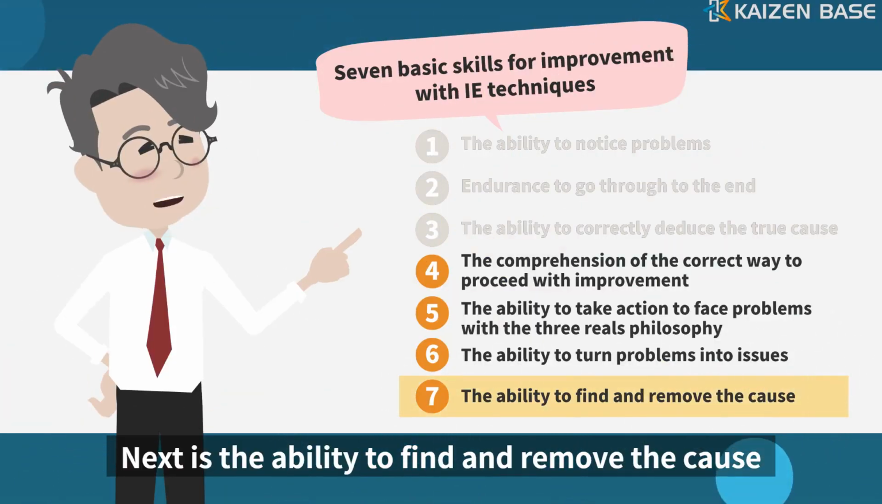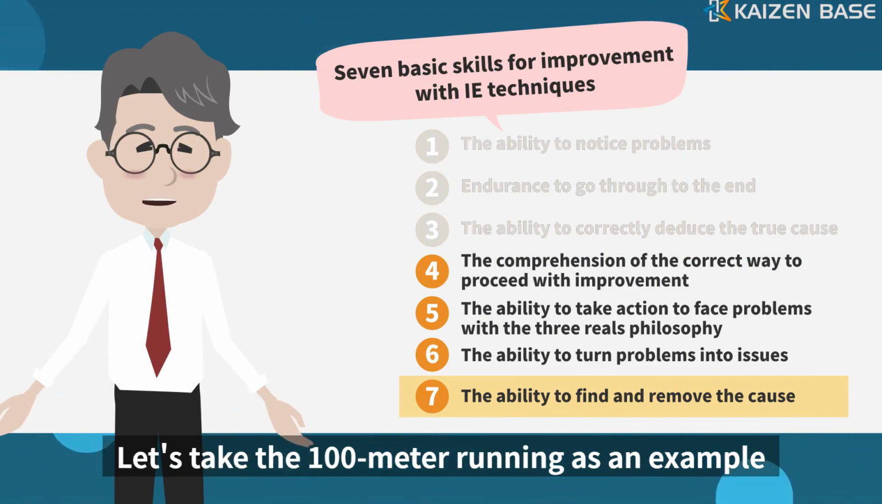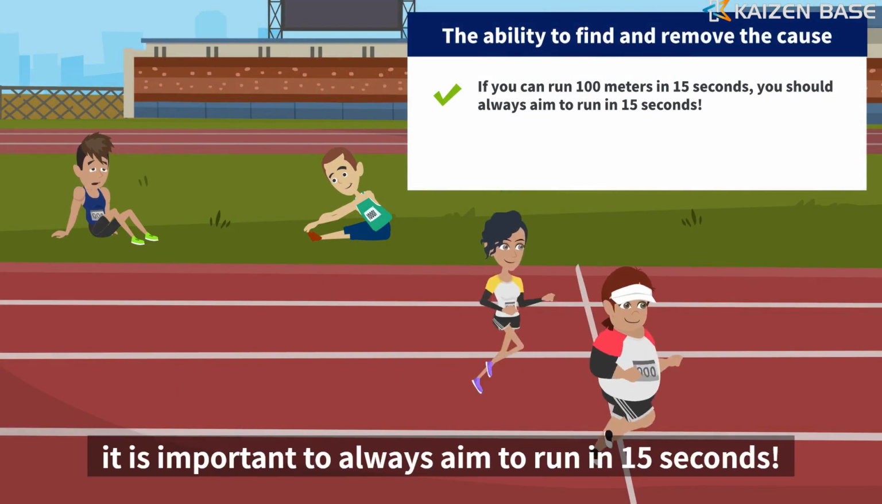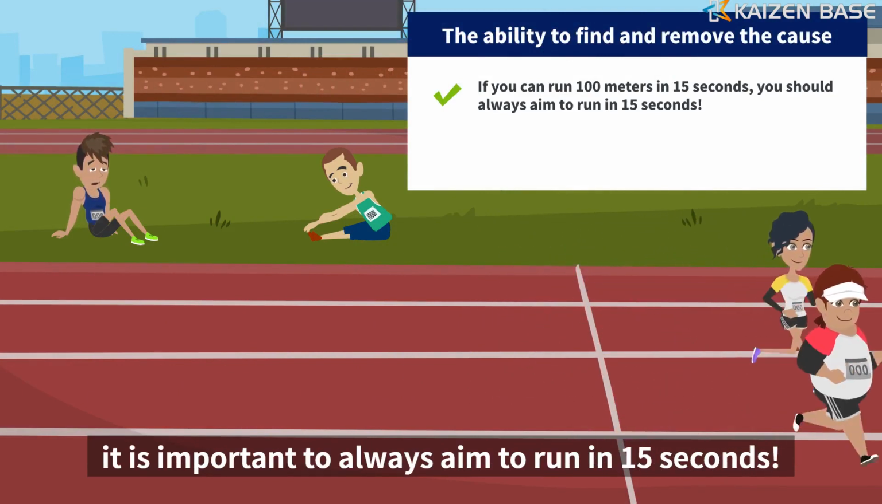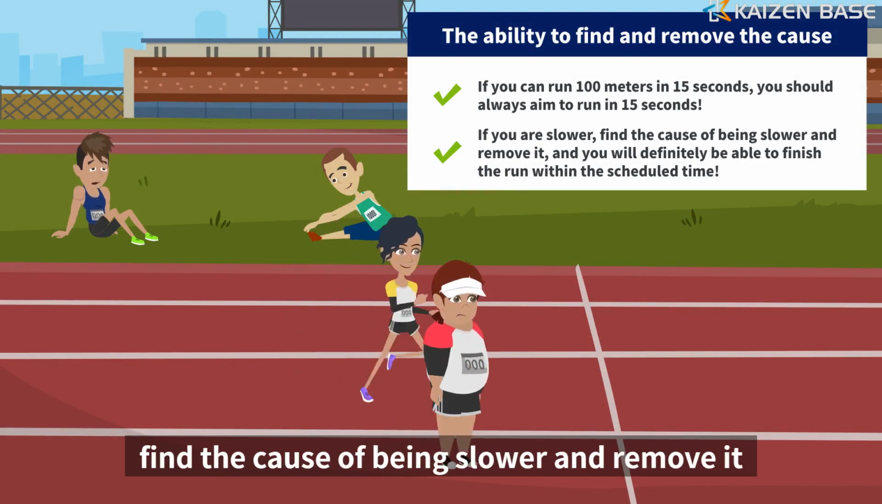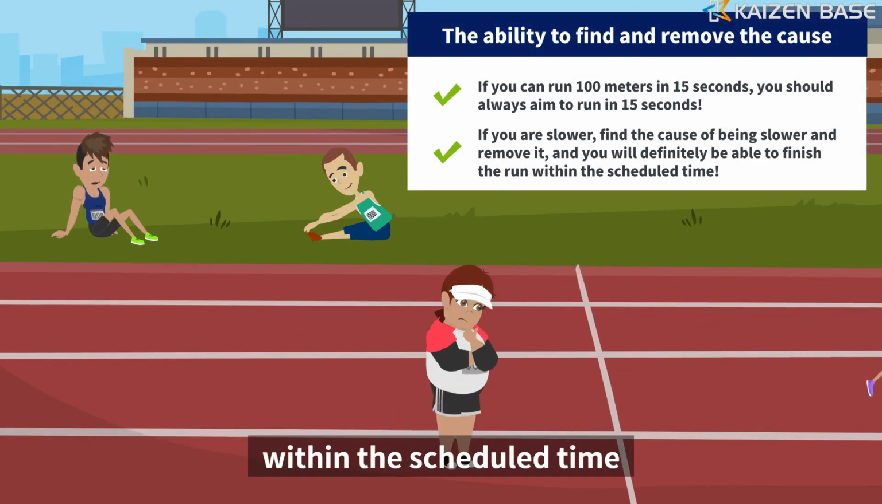Next is the ability to find and remove the cause. Let's take the 100-meter running as an example. If you can run 100 meters in 15 seconds, it is important to always aim to run in 15 seconds. If you are slower, find the cause of being slower and remove it, and you should definitely be able to finish the run within the scheduled time.